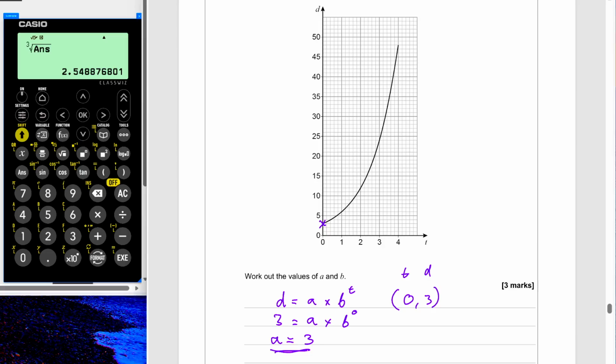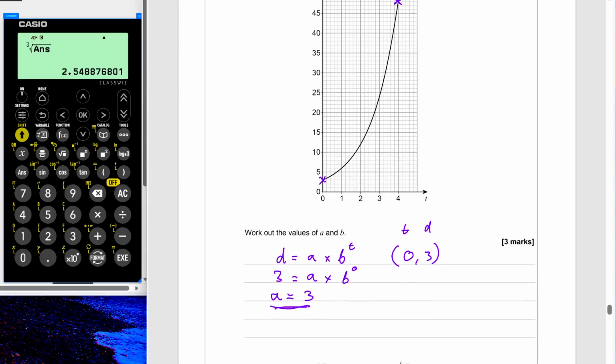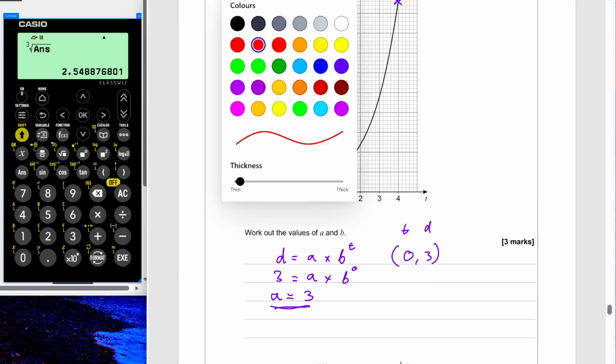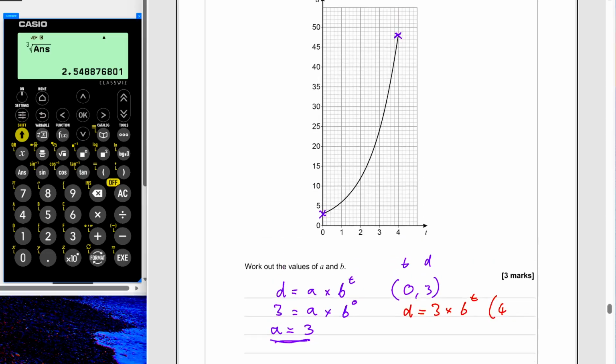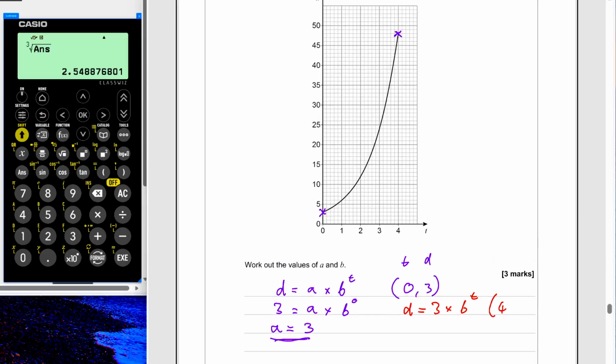And then we can use any other value, really, completely up to us. Normally, I would use that one, but there's no need to. It's probably more accurate to use this one. So I'm going to say then that we're now using, let's change pen color. We're now using d equals 3 times by b to the power t, and we're going to use the coordinate 4, 48.